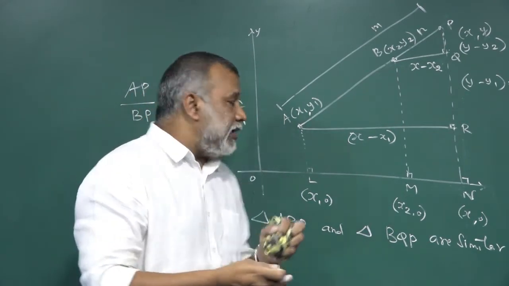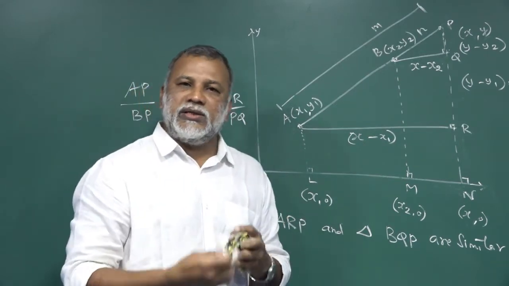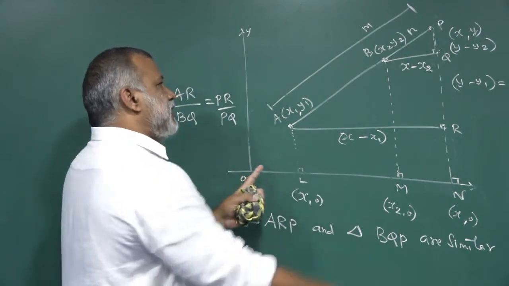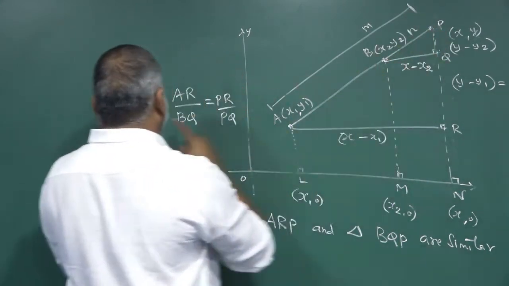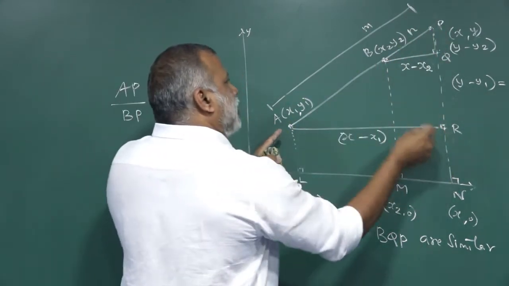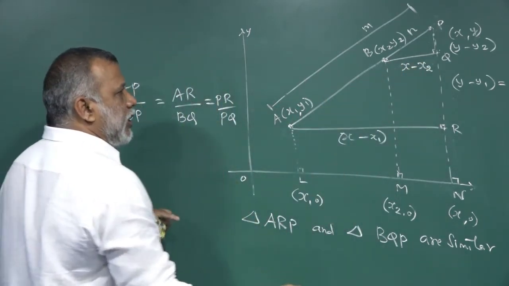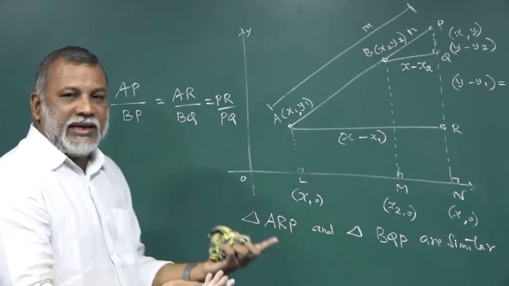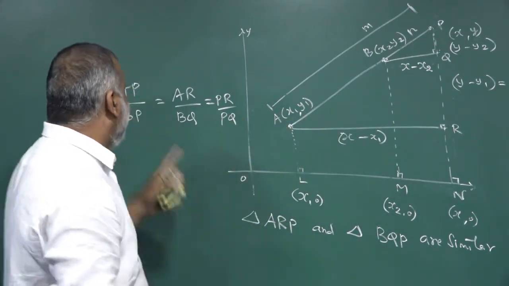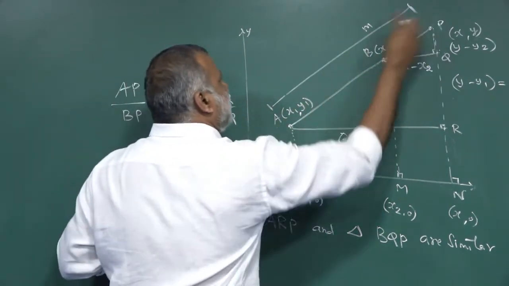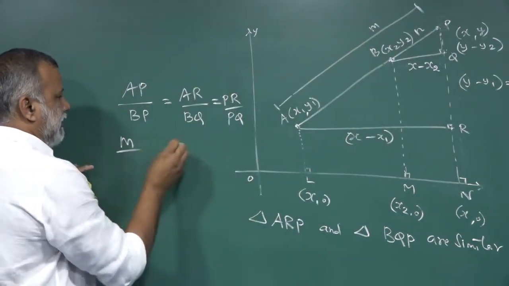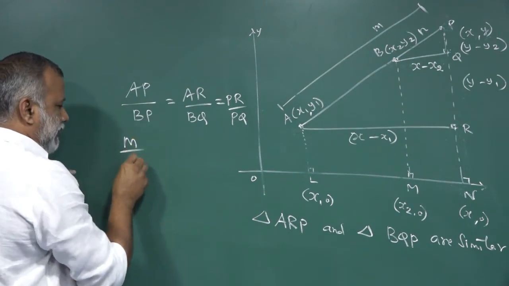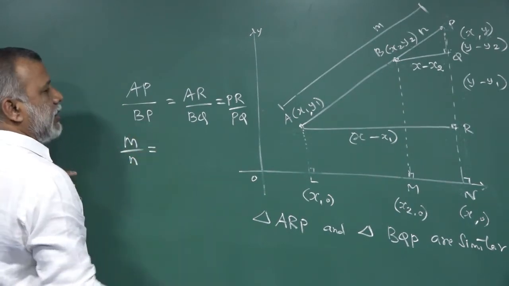We are dividing, which means we are converting to proportionality. What is the meaning here? Corresponding sides are proportional. What are the corresponding sides? AP divided by BP. Another one, AR divided by BQ. Another one, PR divided by PQ. Now we know the side values here. We need to substitute. What is the meaning of AP? That is the ratio M, divided by BP. What is the value of BP here? N. So M divided by N, that is equal to AR.